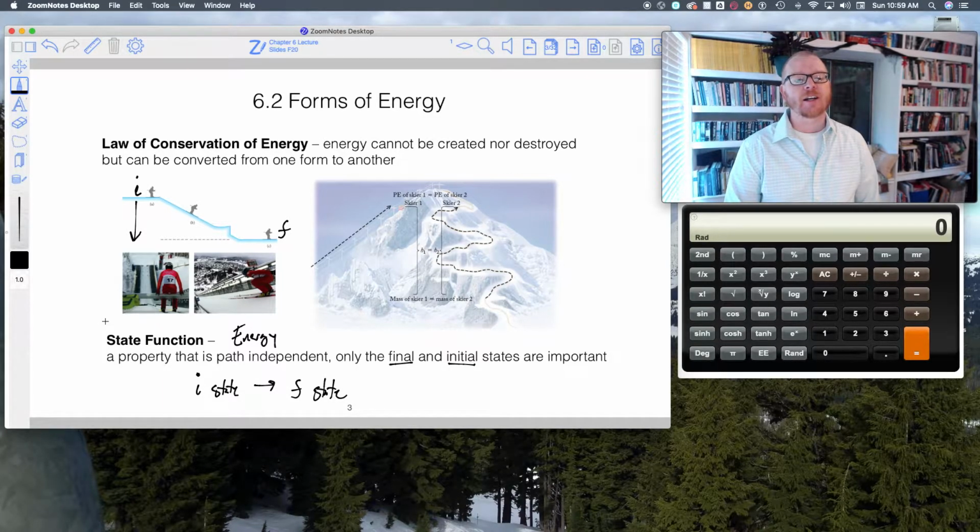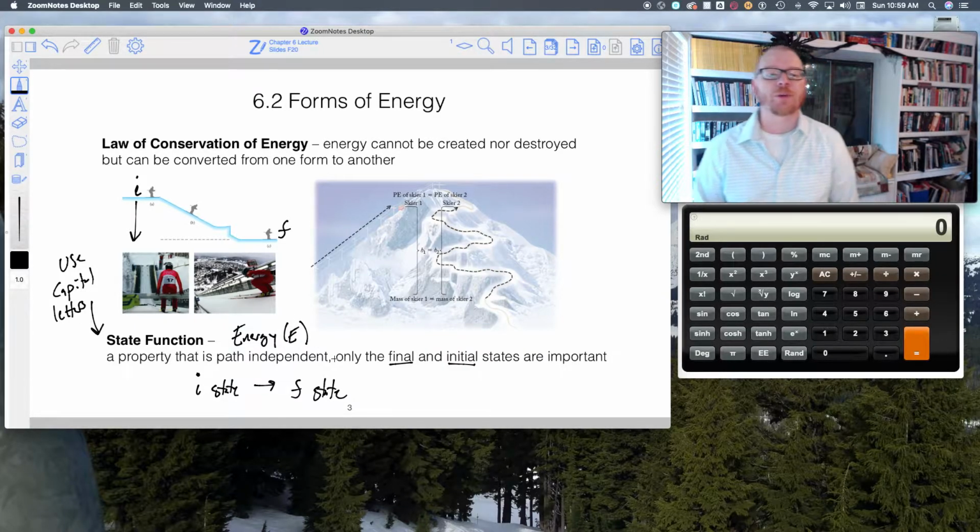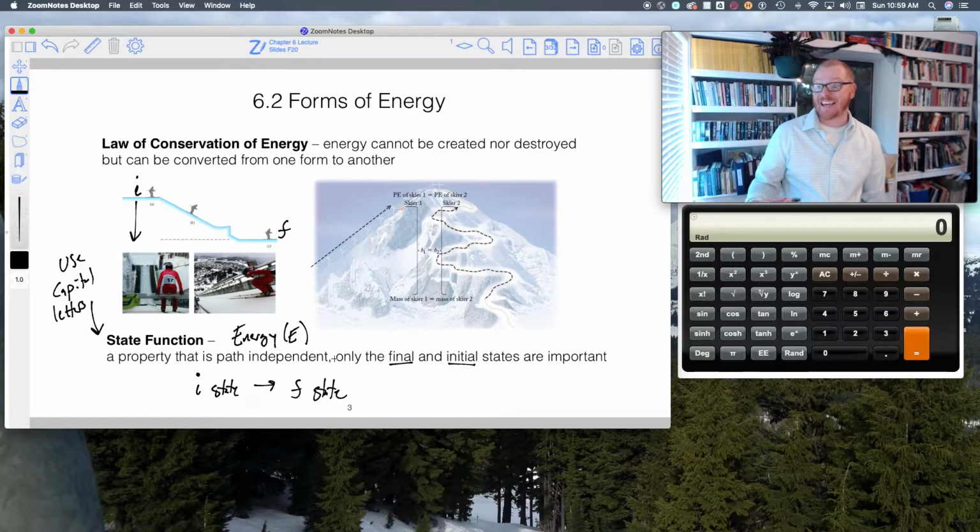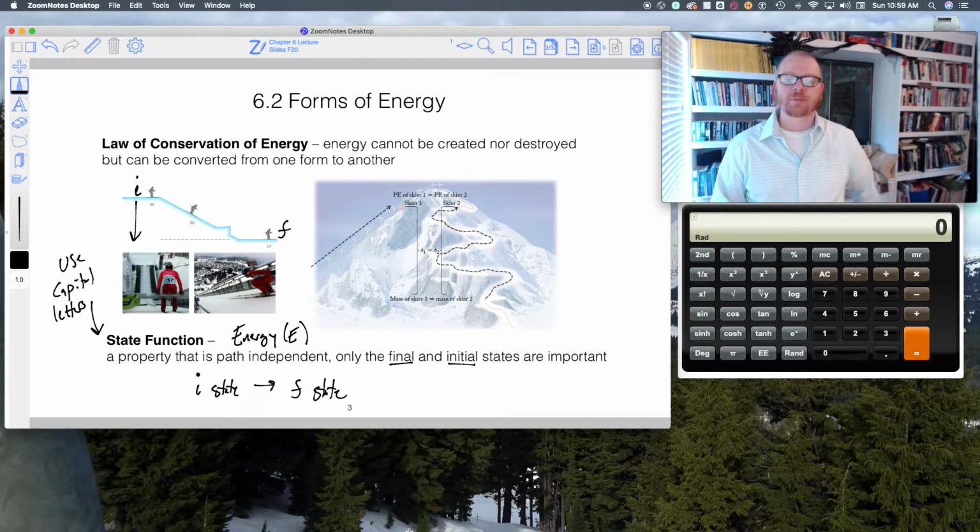And to give us a clear sense of what is a state function, we use capital letters in the symbols for state functions. So for example, I would use a capital E for energy to indicate that it's a state function. And so what do I mean that the initial and final states are the only thing that's important?